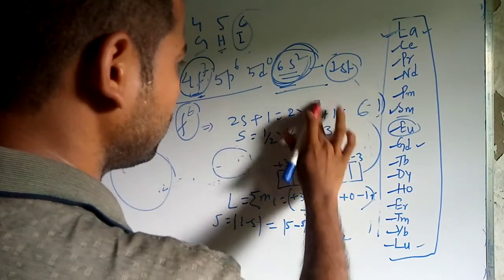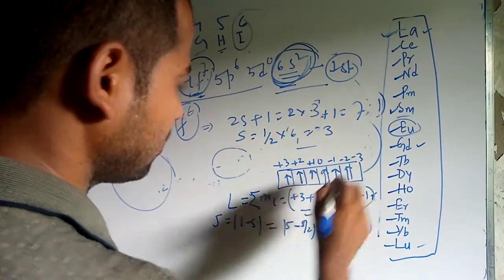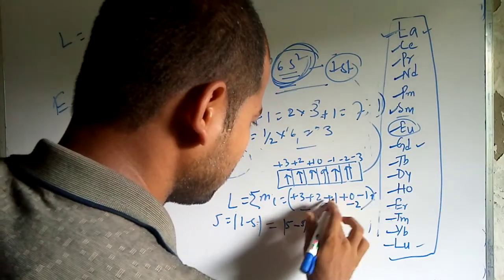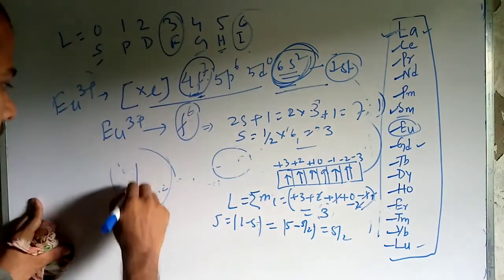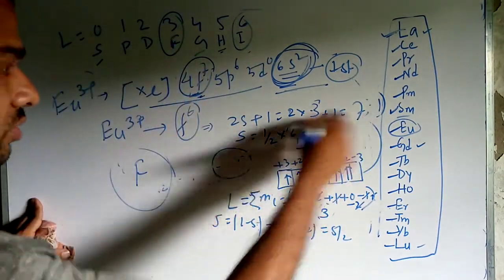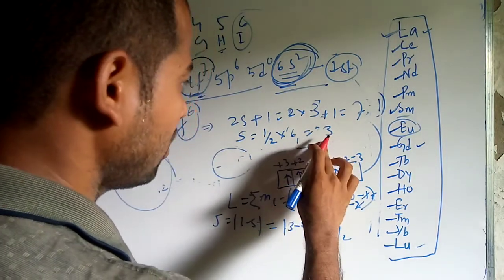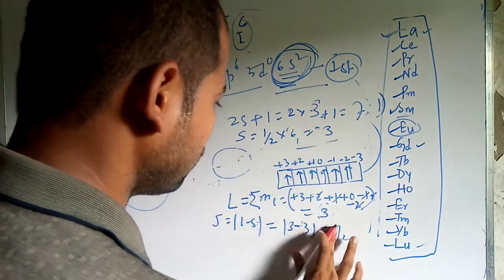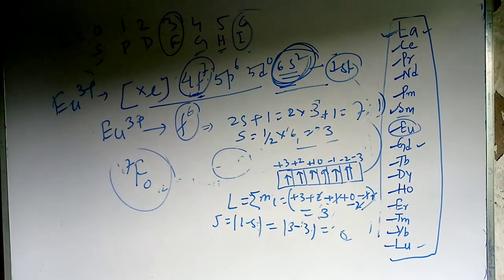S equals 3, and L equals 3, and 6 plus 1 is 7, so the spin multiplicity is 7. The electrons are present in the f orbital, so this is F, and the J value is 3 minus 3, since S is also 3, which equals 0. This is the term symbol for uranium 3 plus: 7F0.